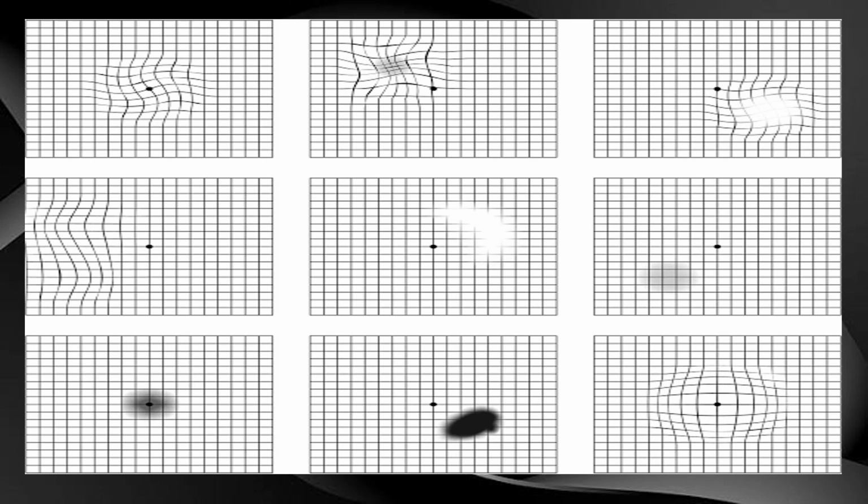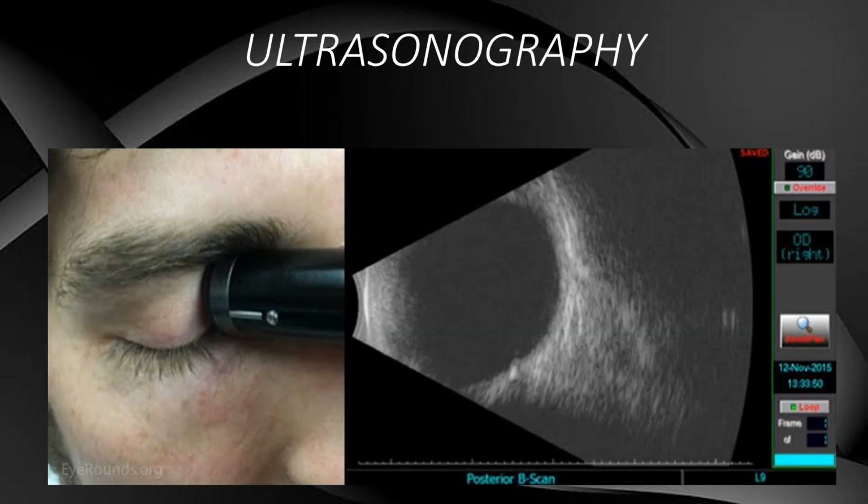So as you can see in the picture, there are different kinds of distortion. As you can see, there is a fixed point, but there is waviness, there is removal of a few boxes or a few lines. So these are the kinds of distortion which can be seen in the patients.